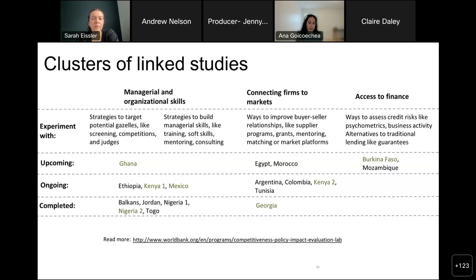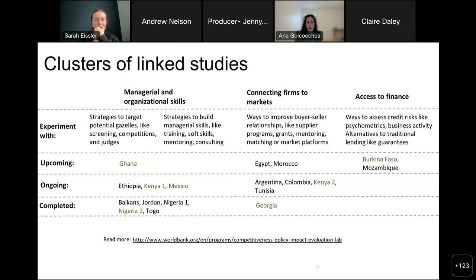And the one in Nigeria is the one that Sarah shared with you with insourcing and outsourcing and training and so forth. And the other here, for example, when it comes to connecting linkages and connecting to markets, we have two impact evaluations, one in Kenya and one in Georgia, and they are testing or piloting ways to promote firms, to encourage firms to sell their products online.